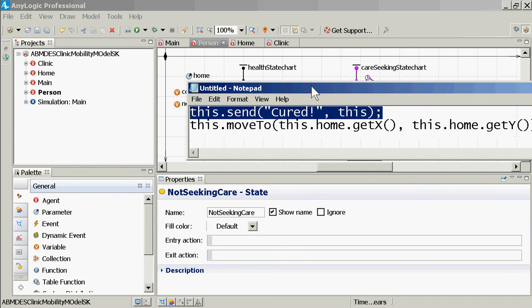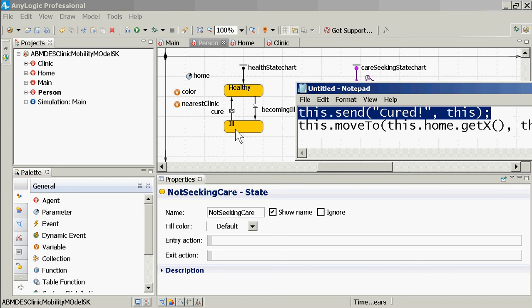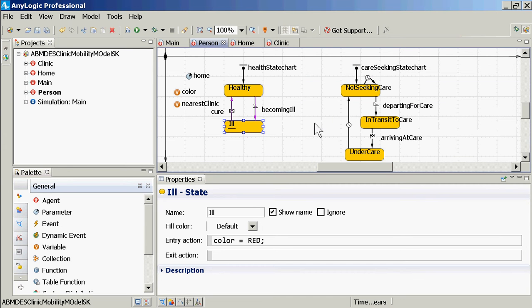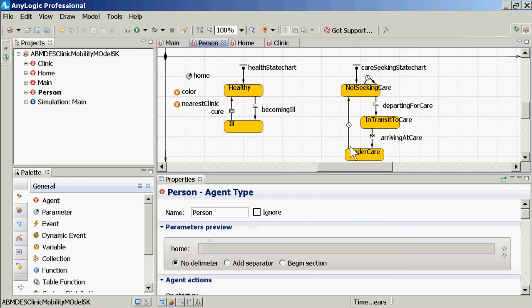Say, hey, health state chart, receive this message. Go process it. So this message, cured, that is being sent here is going to be handled. This is triggered here, but what it's actually doing at this point, it's basically telling the person you are now cured, and therefore it's going to transition them back from an ill state to a healthy state. Does that make sense?